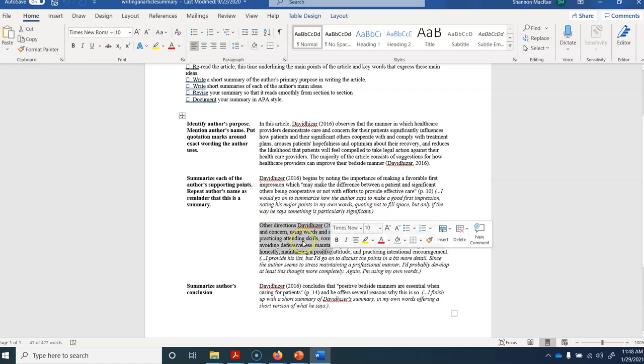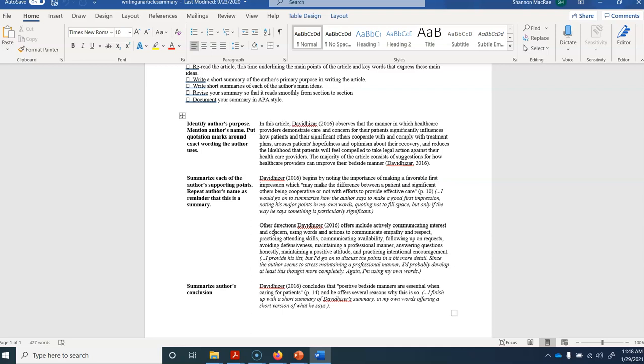Other directions David Hazar offers include actively communicating interest and concern, blah, blah, blah. And you'll notice, okay, that in the summary, a lot of listing is done. Okay, so this is what the article is about. So it's about actively communicating interest and concern, using words and actions to communicate empathy and respect, practicing attending skills, on and on and on. In the actual original article, these may be little sections, okay, within the article. But remember, what we're doing is we're trying to give somebody just a very quick impression, okay, or quick review of what the article is about.